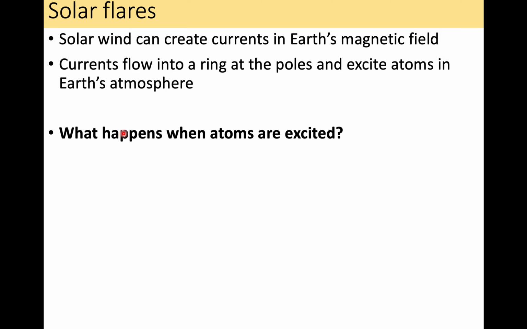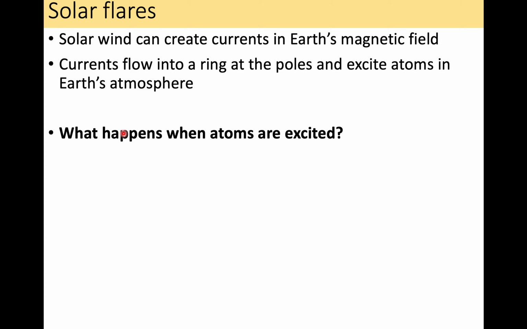So the solar wind is carrying these high energy particles released from the solar flare. Those particles enter our atmosphere through the poles at the north and south ends of our magnetic field. Those high energy particles now create a current within our atmosphere and start exciting different atoms in our atmosphere.